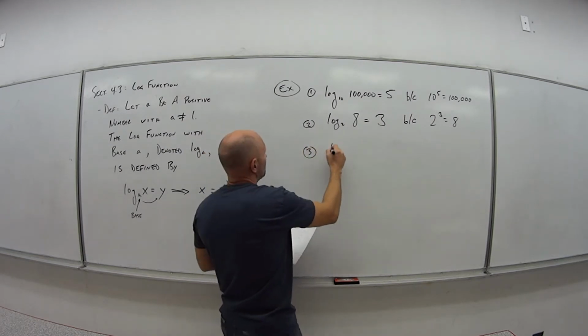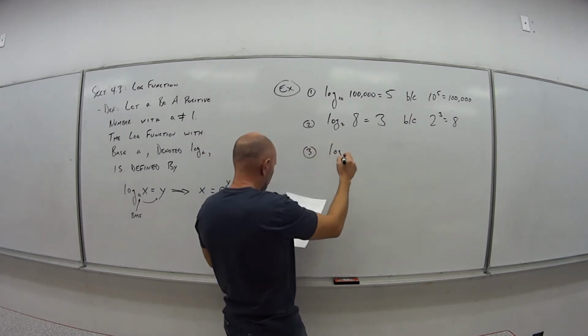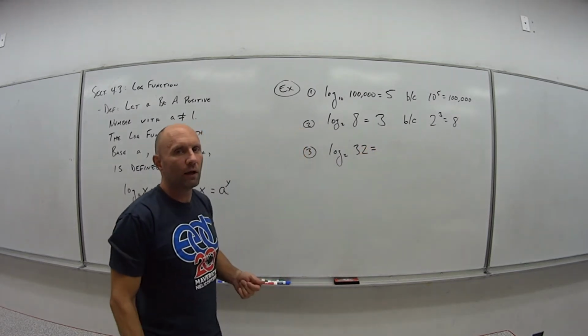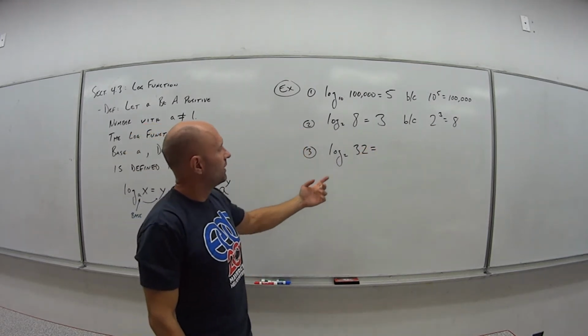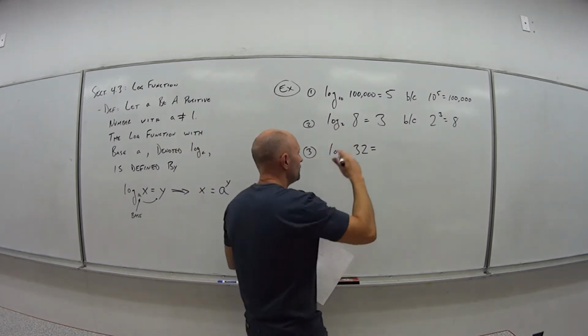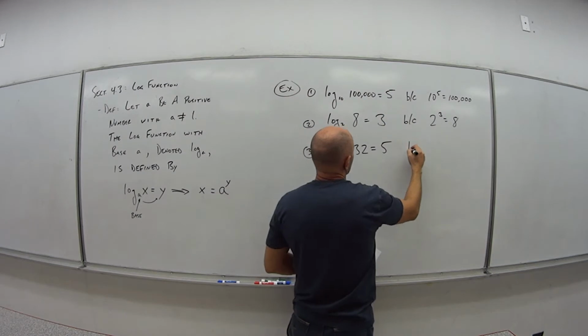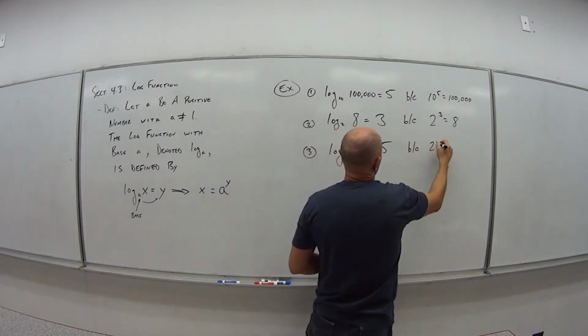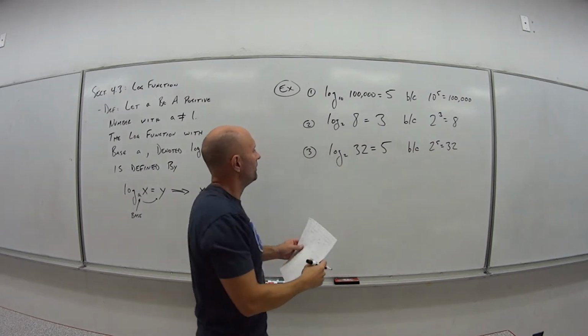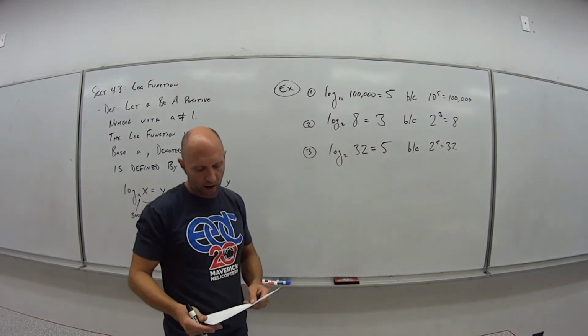So lastly, maybe try this one. Log base 2 of 32 is equal to what? So this means 2 to what power is 32? Well, 2 to the 5th power is 32. So because 2 to the 5th is 32, this piece simplifies to 5.